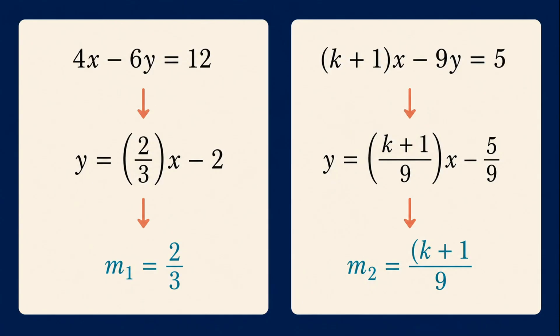Start with the first equation. For x minus 6y equals 12. Add 6y, subtract 12, and divide by 6. The line is y equals 2/3 x minus 2. Its slope is 2/3. Now use the second equation. (k plus 1)x minus 9y equals 5. Move the x term and divide by 9. Its slope is (k plus 1) divided by 9. The intercept is -5/9. The important part is not the intercept yet. The unknown k is sitting inside the slope, exactly where the no solution condition can reach it.